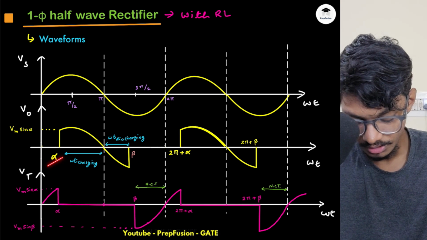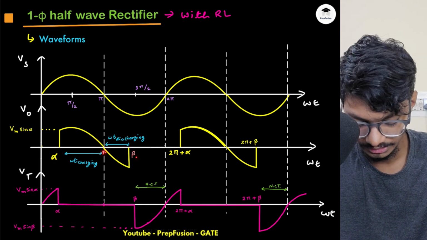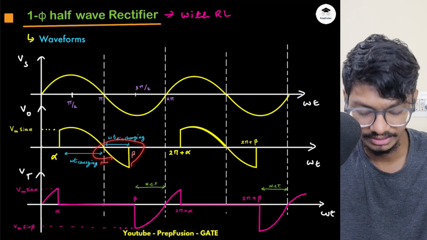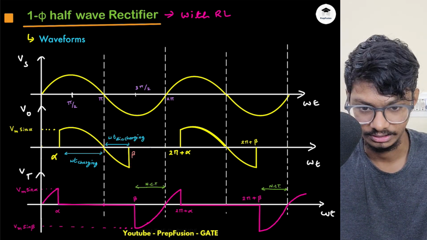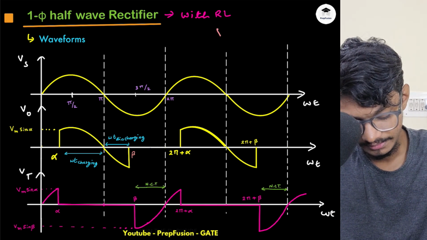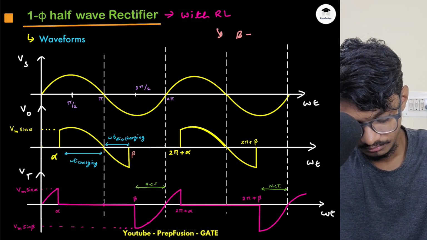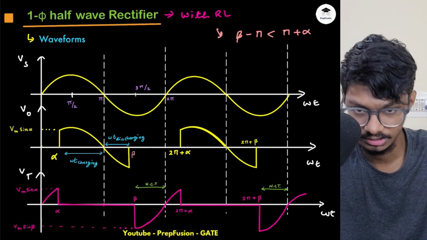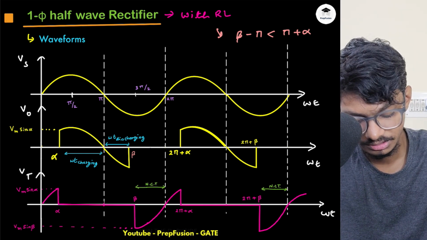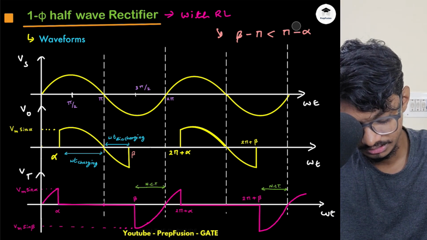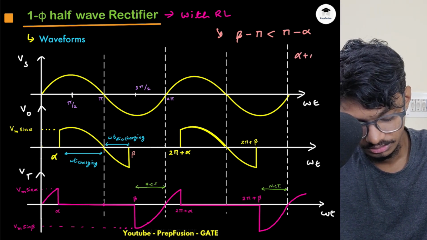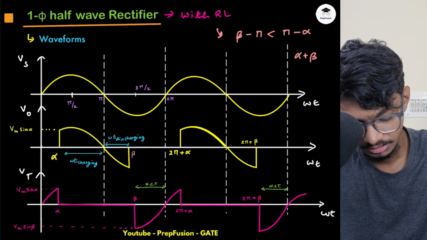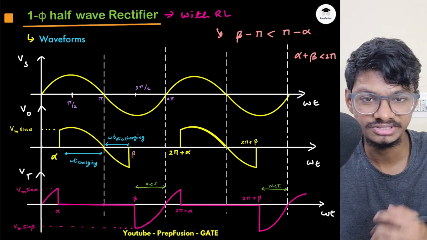If you have observed, from pi to beta, that is beta minus pi, will be lower than the pi minus alpha angle. So I can say here beta minus pi will be lower than pi plus alpha. This will give you one simple basic equation. This will not be plus, this will be minus. This will be alpha plus beta is less than 2 pi. So alpha plus beta should be less than 2 pi, which is basic common sense, right?